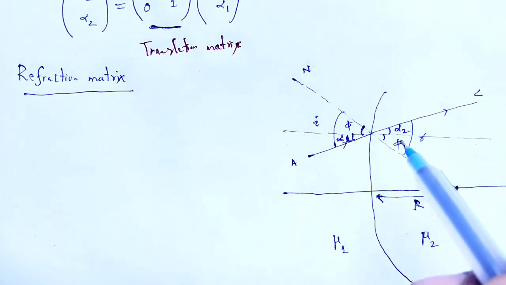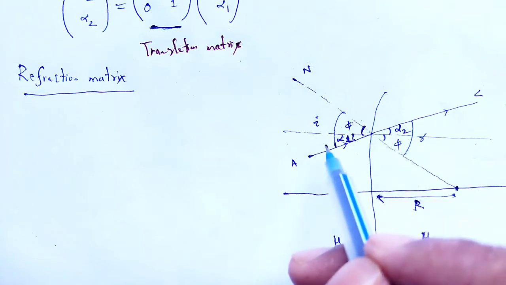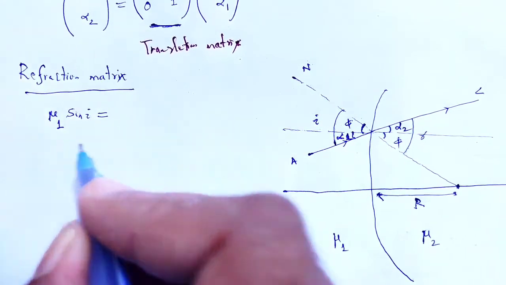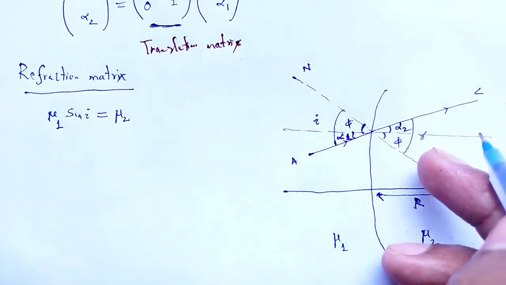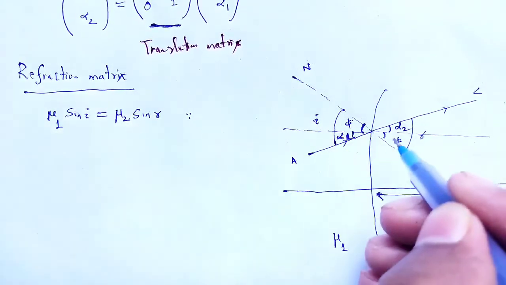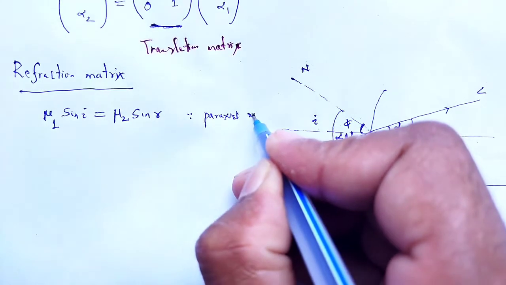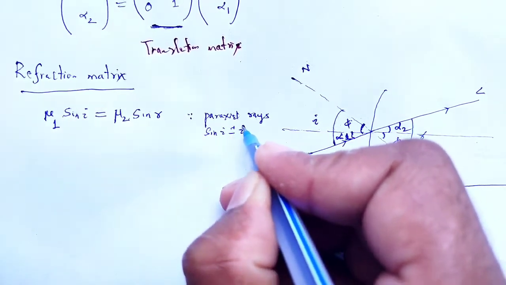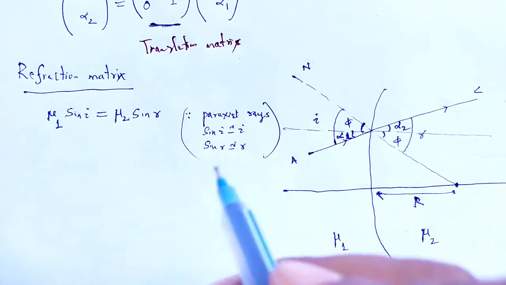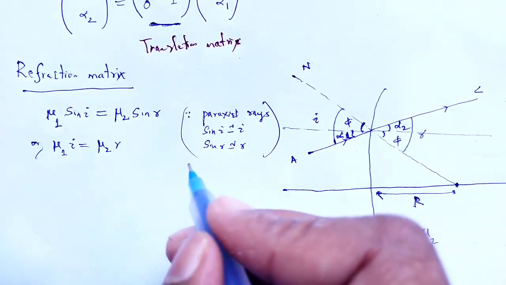Therefore we can use Snell's law here. Using Snell's law, the refractive index and sine of angle: refractive index mu1, sine i, is equal to refractive index mu2, sine of angle r. Since we consider paraxial rays, these rays are very close to the principal axis. Due to that, sine i is nearly equal to i, sine r is also nearly equal to r. Instead of sine i and sine r, we can substitute i and r. Therefore mu1 i is equal to mu2 r.